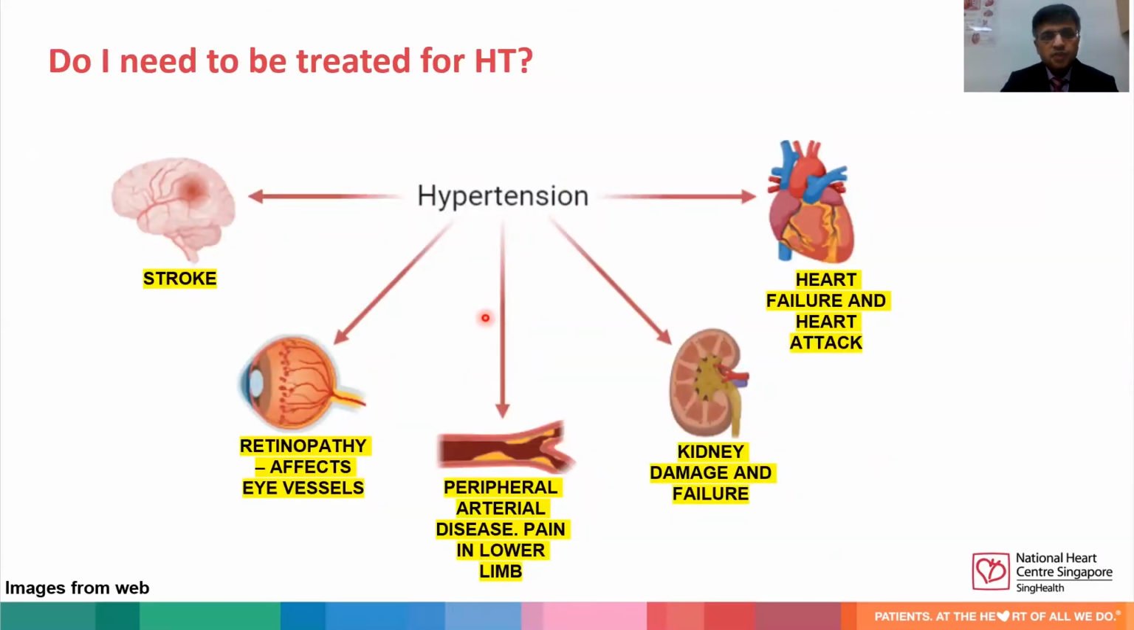So do I need to be treated for hypertension? Well, hypertension, we can say, is a silent killer, because if untreated, because of the increased workload it gives in the different organ beds, it will lead to multi-organ damage gradually. So it can cause heart failure and heart attack, kidney damage, or peripheral arterial disease, which means pain in the lower limbs because the arteries in the legs are occluded. It can affect the eyes, what we call retinopathy. It can give rise to stroke.